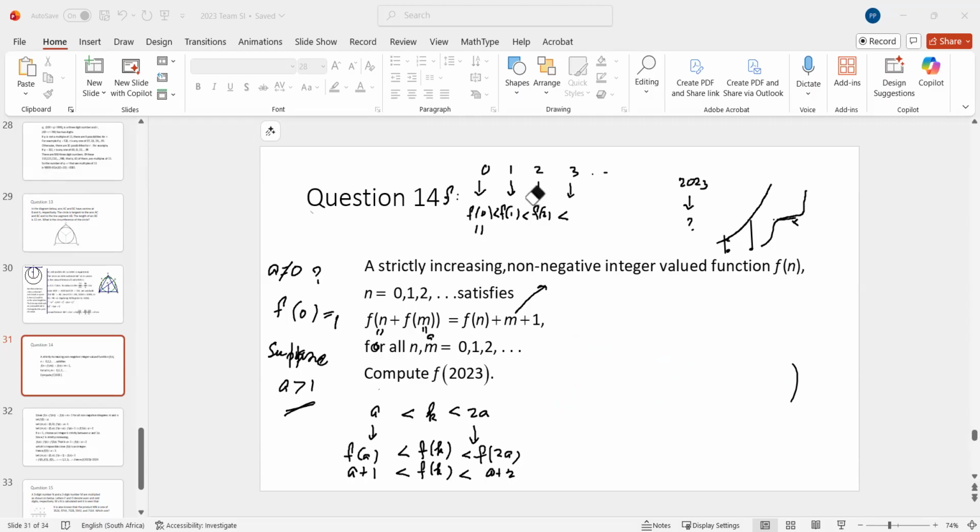So f of 0 now is 1, because we said a is not equal to 1. Right. And f of a is a plus 1. So if you put a equal to 0, you'll get 1 plus 1, which is 2. Right? In fact, you can put m equal to 0 in this case here. Let's do it like that.